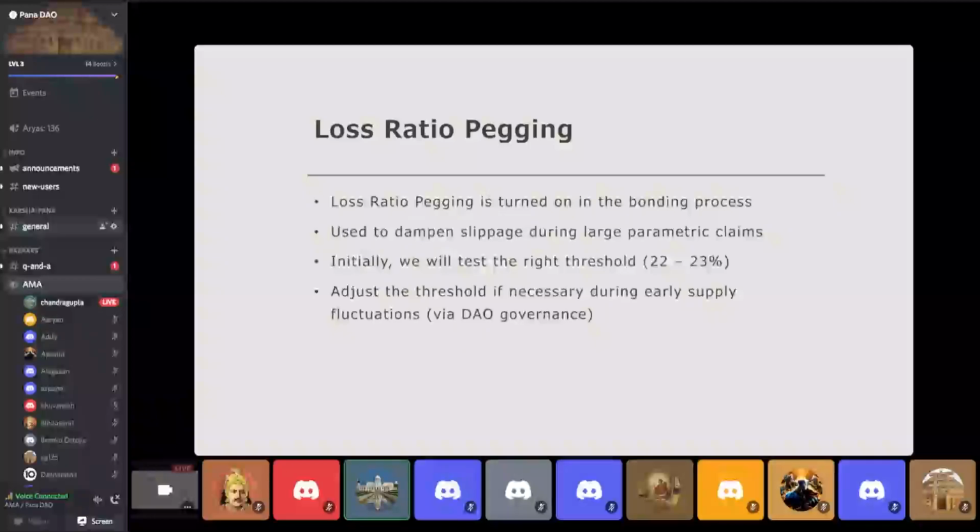So, as we said, this threshold, if necessary, could be adjustable by the DAO governance as well, based upon how the protocol is progressing.